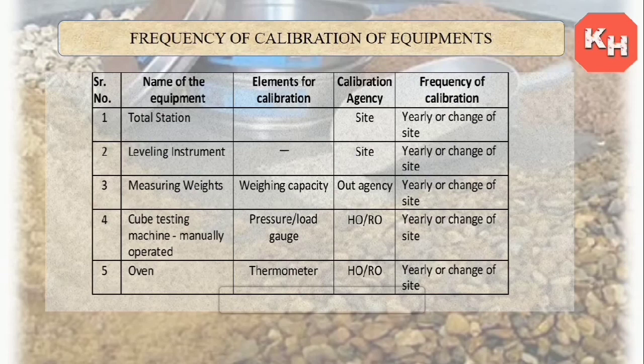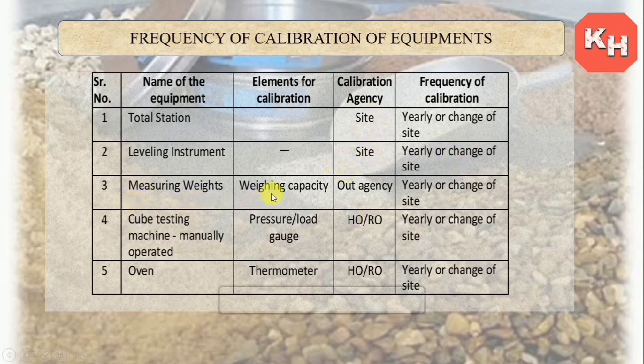Now we will check the frequency of calibration of equipment. This is the name of equipment, elements of calibration, and frequency of calibration. For total station, yearly or change of site calibration is required. It is done at site. For leveling instrument, it is also yearly or change of site. It is done at site.